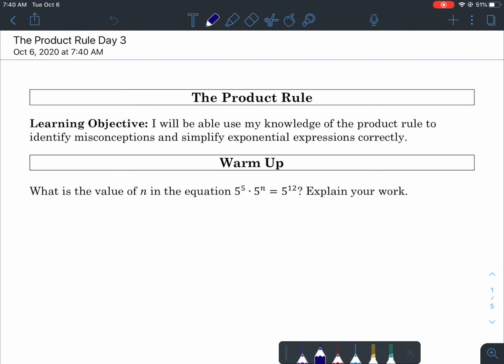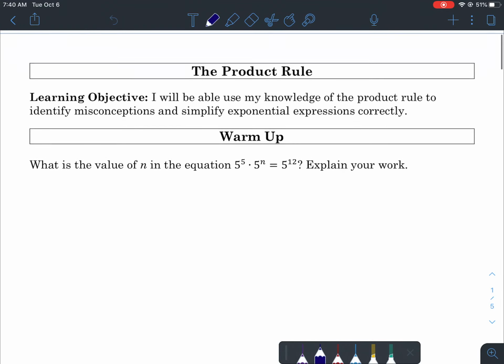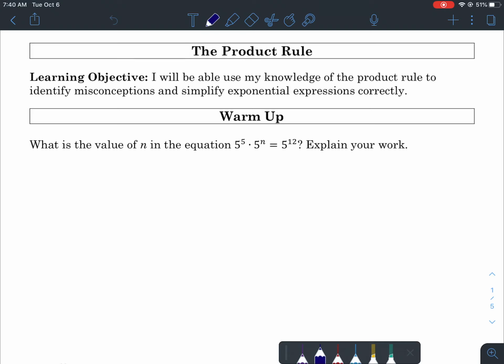Hello everyone. Today we're going to conclude our thing with the product rule. So this is the last day we're going to use it, but we're going to talk about it and it's going to come up in later lessons. So we're not going to completely forget about it, but this is the last day we're focused solely on this.